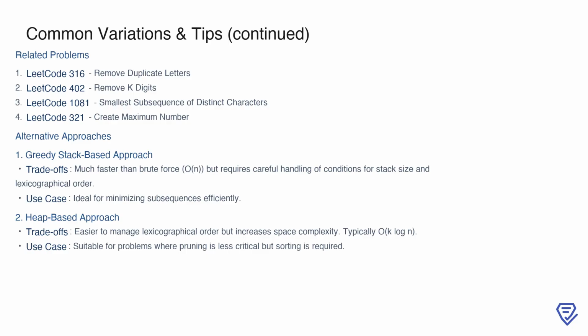As for alternative approaches, the greedy stack-based method is a popular choice. It offers a significant speed advantage with its time complexity but requires careful handling of edge cases to maintain the correct stack size and enforce lexicographical order. On the other hand, the heap-based approach simplifies lexicographical comparisons but comes with increased space complexity, typically k log n. This method can be a good fit for problems where pruning is less essential but sorting is important.